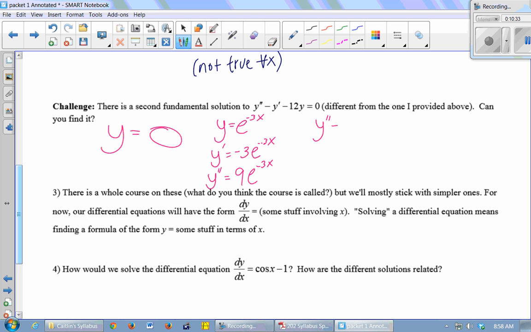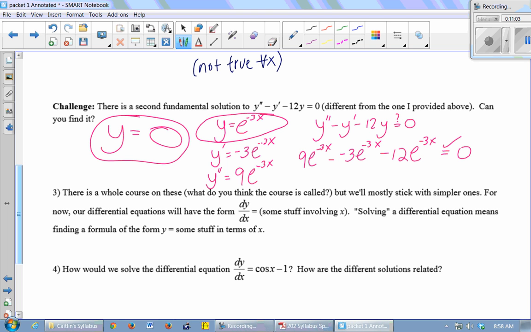So y double prime minus y prime minus 12y. So when I plug in y double prime, 9 e to the negative 3x minus negative 3 e to the negative 3x minus 12 e to the negative 3x, that does equal 0. Good job. Another solution. Good job.